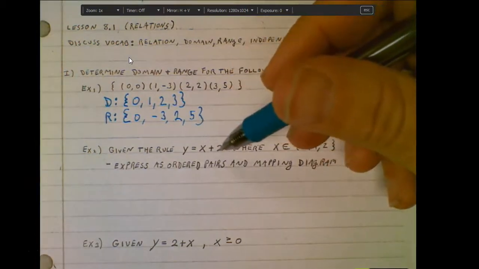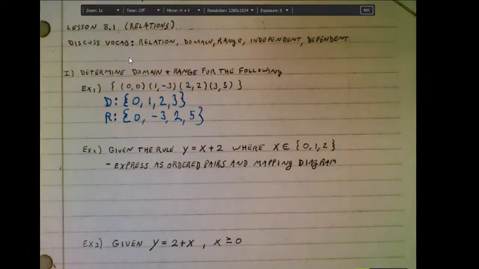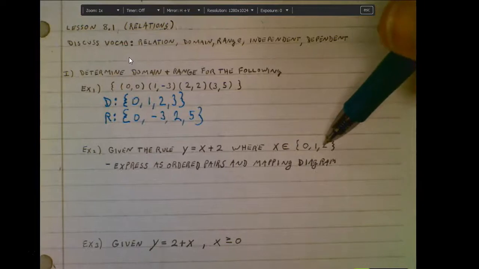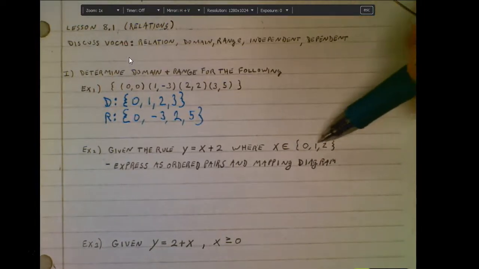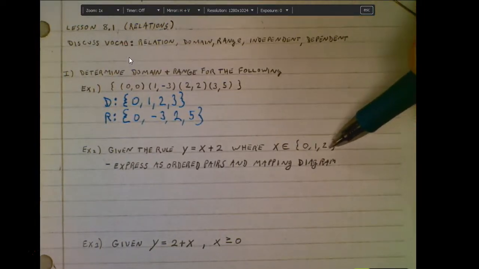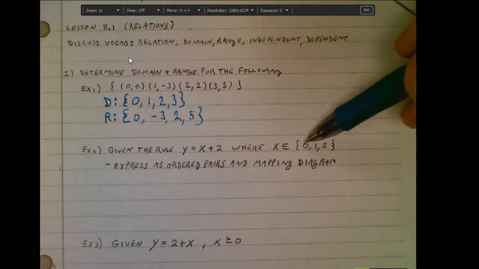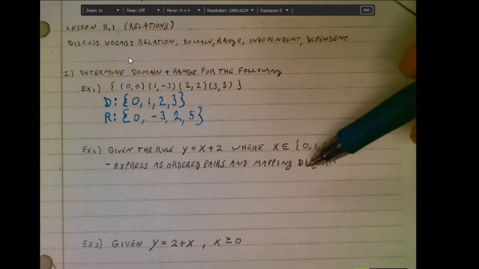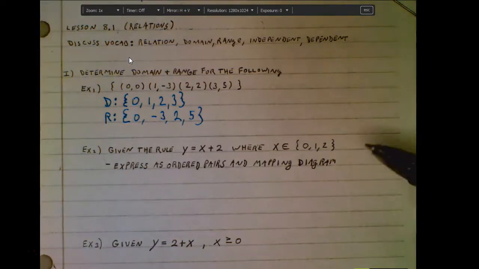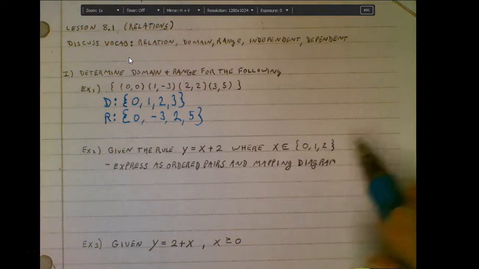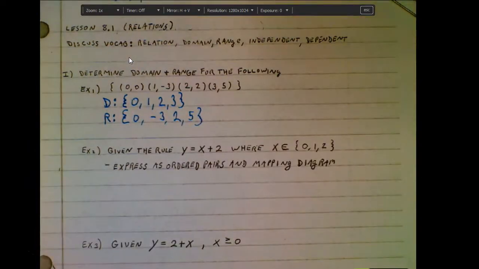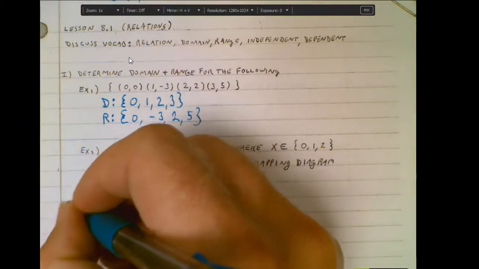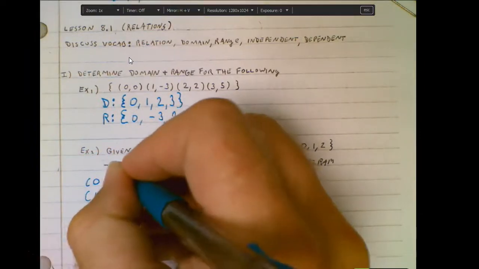Given a rule like this, so we have the function y equals x plus 2, where x is an element of 0, 1, and 2. So this is just a way of saying I have a set of numbers, 0, 1, and 2, and x can only come from that set of values. So if I was to express the results as ordered pairs, simply means my x's are 0, 1, and 2. And so that's going to make up our x values for this.